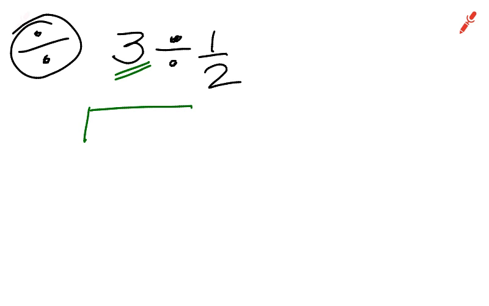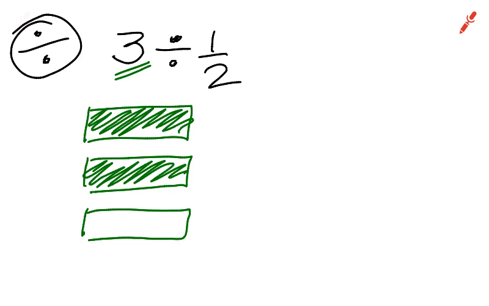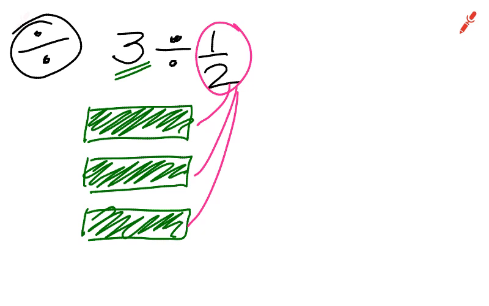So let's try to illustrate this with some diagrams. Pretending they are all the same size, this is our whole. We have 3 full wholes. Now the question is, how many halves go into these 3 wholes? That's the question. Well, first thing, we need to halve each one of these wholes. So half there, half here, and there.